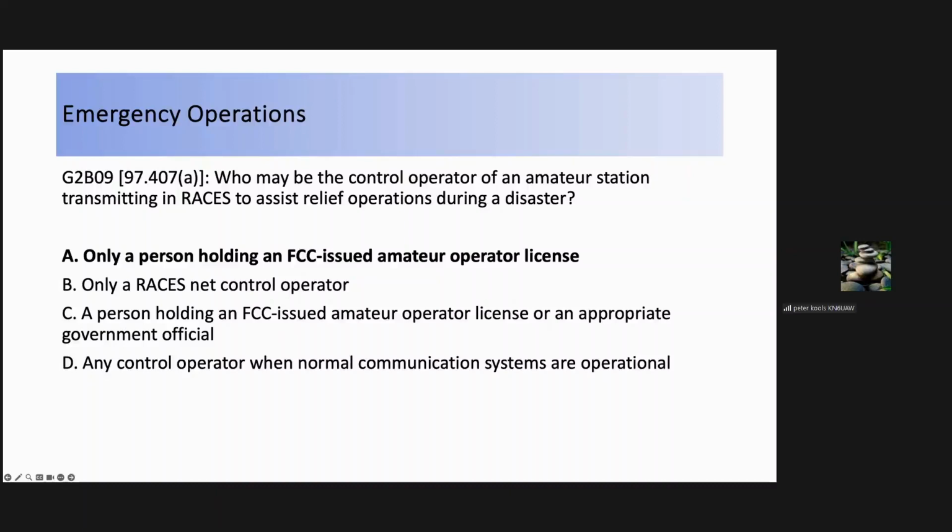because the answer is kind of incomplete, because you can only transmit in RACES if you have a certification from a sponsoring organization. But you can't transmit in RACES at all if you don't have an FCC issued license. So that's why the answer is only a person holding an FCC issued amateur operator license. None of the other answers apply.